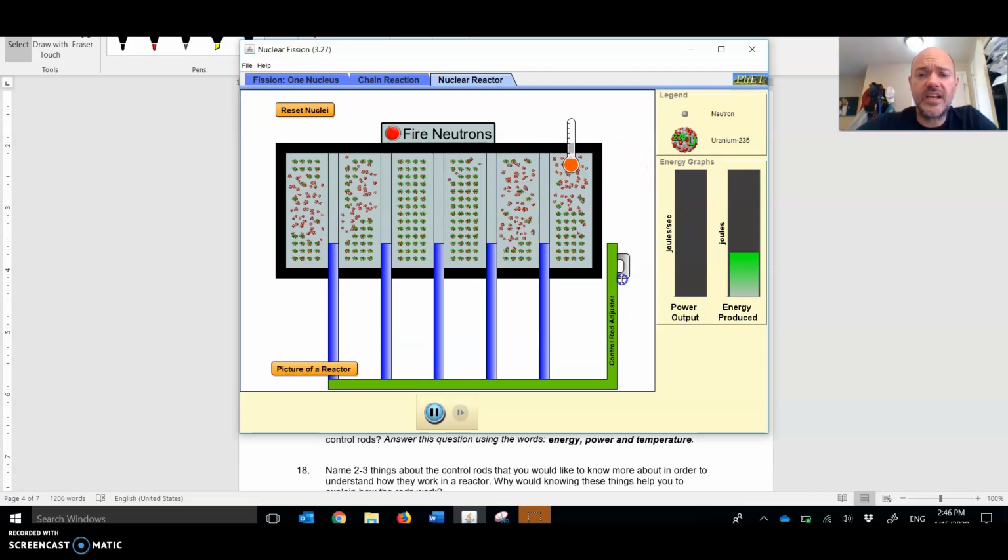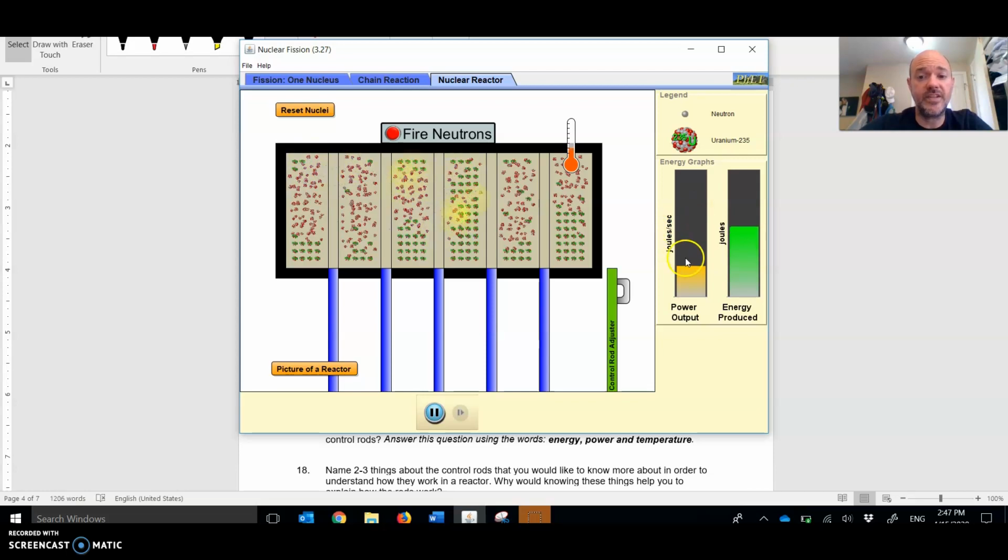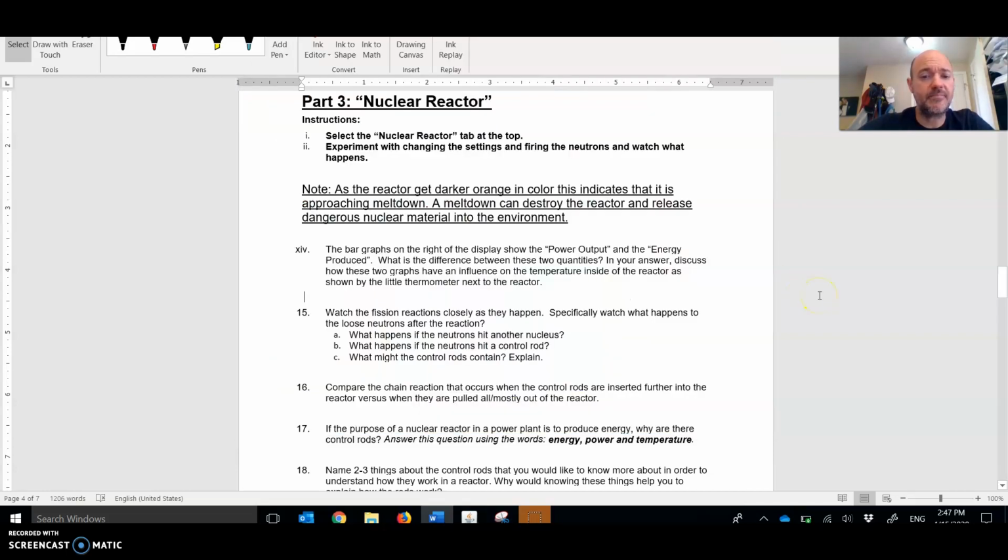The other question was asking about these two bar graphs over here, the power output and the energy produced. If we think about the power output, you'll notice it's in joules per second. So this is a measurement of how much energy is being produced at any one time. Right now when there's a lot of them going off, there's a lot more joules per second. And when there's fewer of them going off, this number goes down. The energy produced is in joules. So this is just the total amount of energy that gets produced in the whole thing. So there's that.